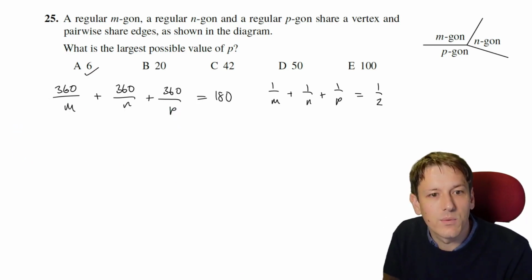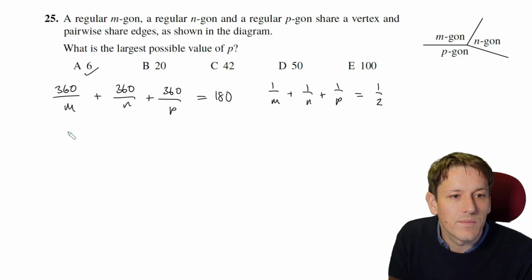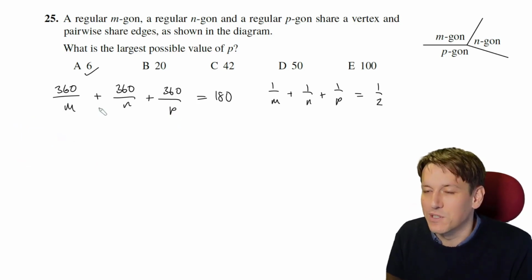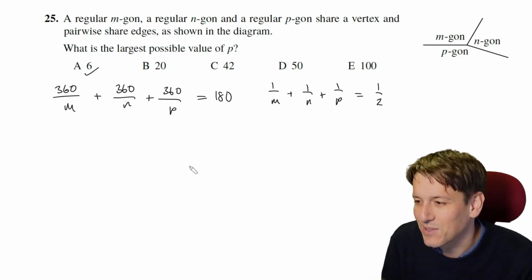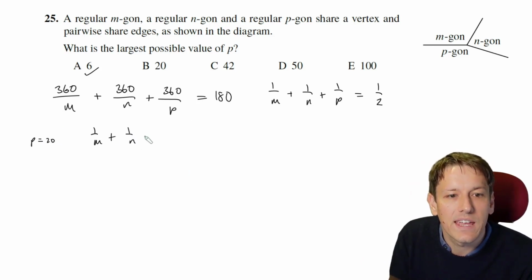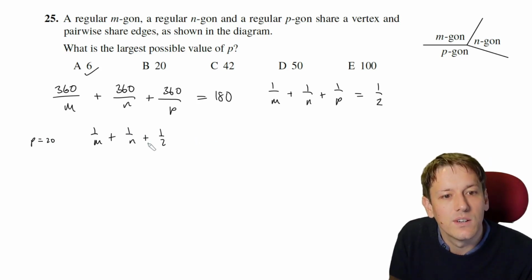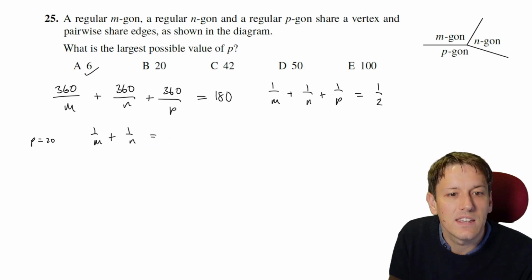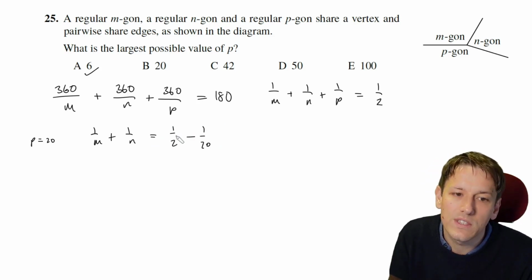Okay, let's try and do it with B. So you might not start with the smallest ones, by the way. I mean, I'm going to do this reasonably thoroughly here. So if I tried to take p equals 20, I would need 1 over m plus 1 over n plus 1/20 equals 1/2. Okay, so I'd need 1 over m plus 1 over n is 1/2 minus 1/20.